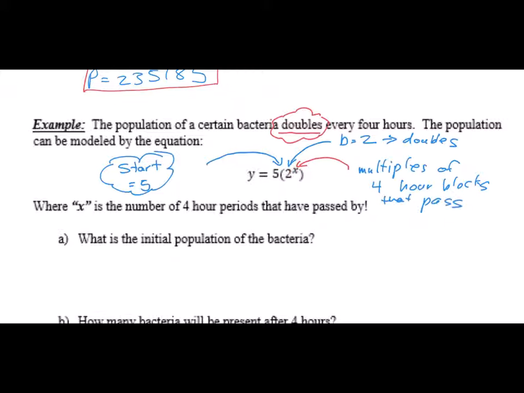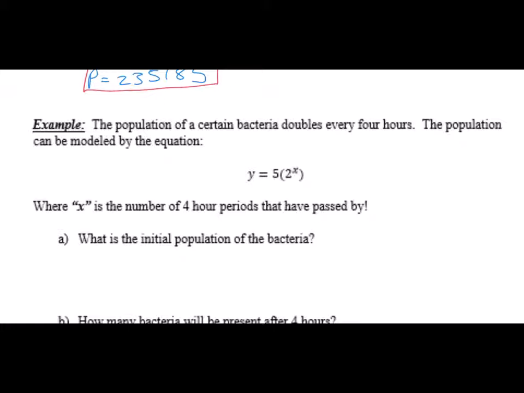Let's see where I got that from. Let's read the last bit. Every time you get these problems, you have to read into the next bit of the problem set, where it says x is the number of 4-hour periods that have passed by. So if 4 hours passed, x would be 1. If 8 hours passed, x would be 2, and so on and so forth.